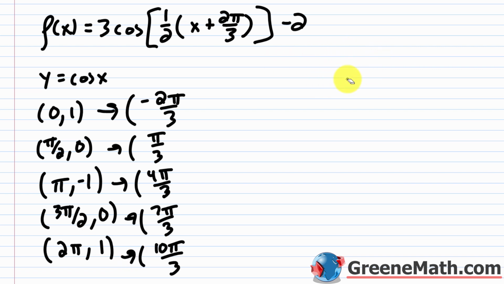Again, all you have to do is think about the fact that if you plug this in here, so negative 2 pi over 3 plus 2 pi over 3, that's 0. 1 half times 0 is 0. Cosine of 0 is 1. So it just matches that.